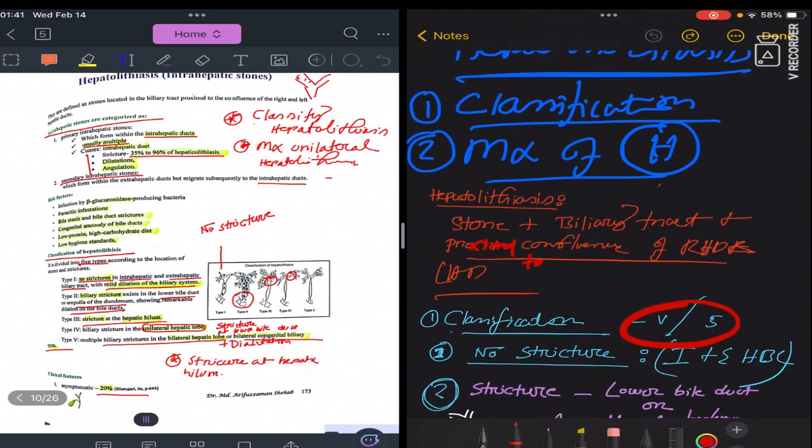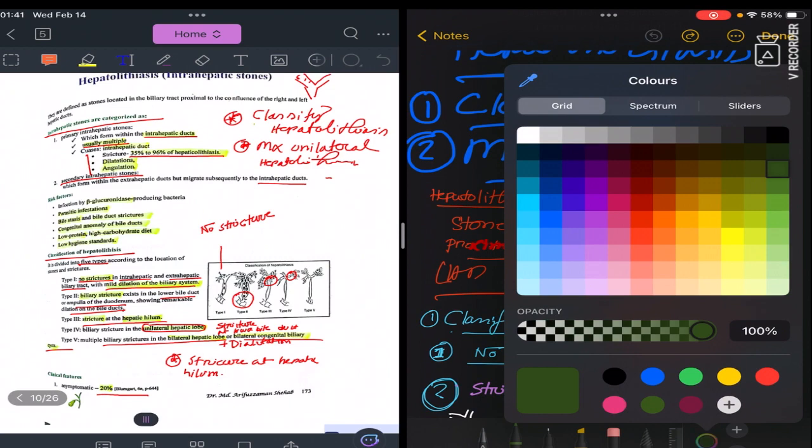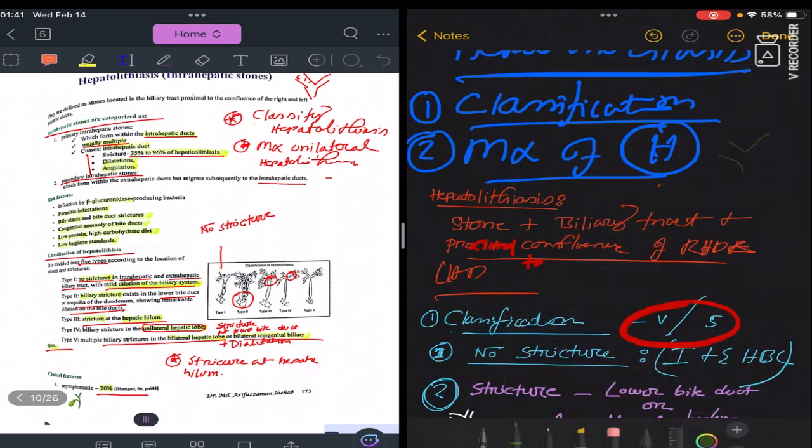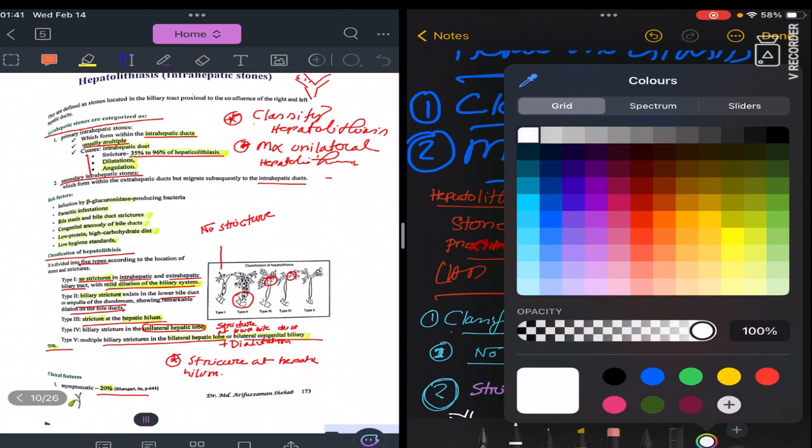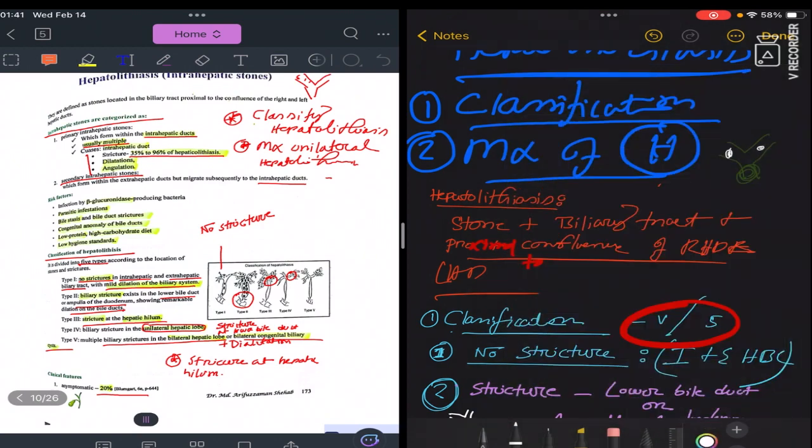So here we can see the hepatolithiasis. Hepatolithiasis means stone in the biliary tract proximal to the confluence of the right or left hepatic duct. Okay, so if we consider this, I have to select the color green. When there is the confluence of the right and left hepatic duct, if there is a stone proximal to the confluence, it is considered as the biliary tract.